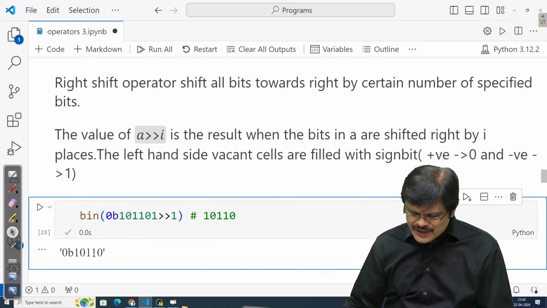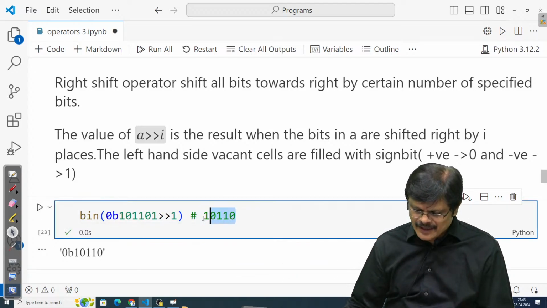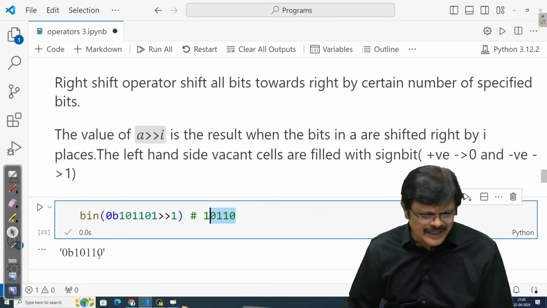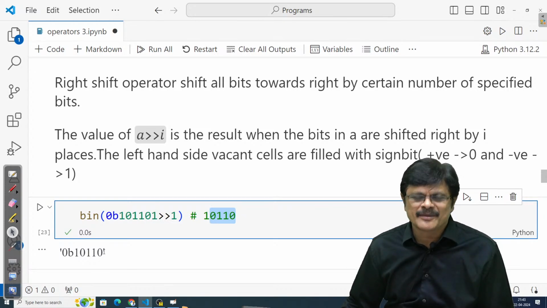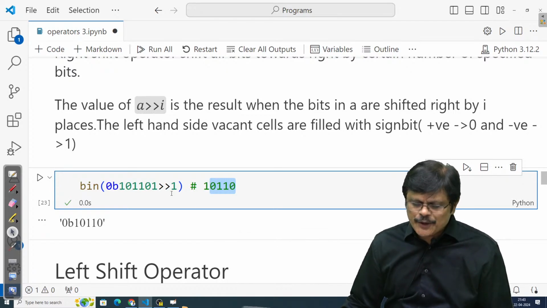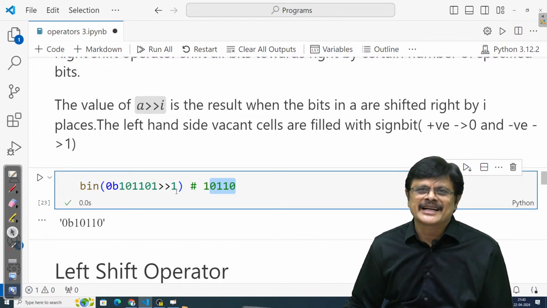You can see 10110. This is the answer. 22 is the decimal equivalent of that number. Hope you understand. So whenever you do right shift, that is what exactly happens.